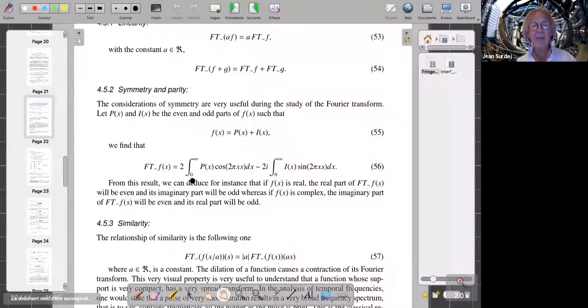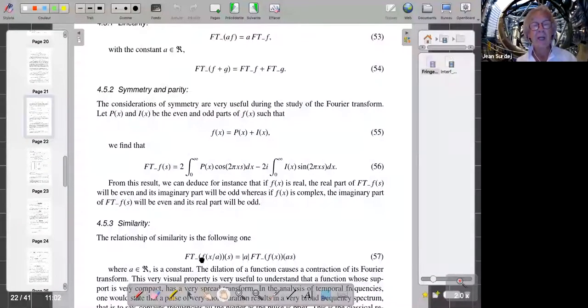This is a very important property, because when we consider symmetric intensity distributions in the sky, like the disk of a star, or two stars which are equally bright, or anything symmetric, the Fourier transform will always be a real function.